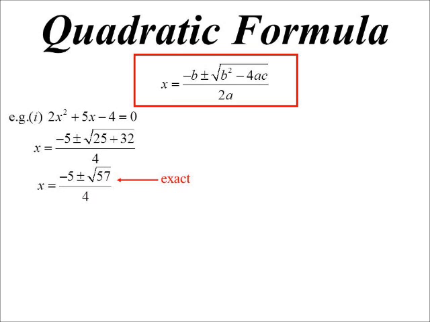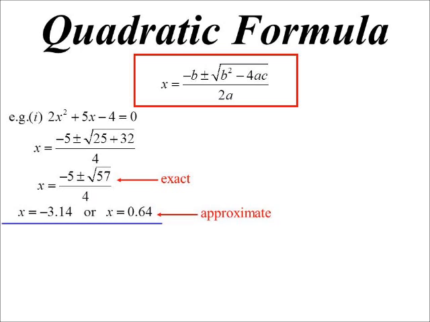Now, that would be an exact answer, which of course mathematicians are very happy with. We deal with exactness. Science teachers, you find, are a little bit paranoid and go, no, we need an approximation. How can we handle this in the real world? And so they'll go to an answer and say, oh, well, it's around about minus 3.14 or 0.64. That, of course, would be an approximation.